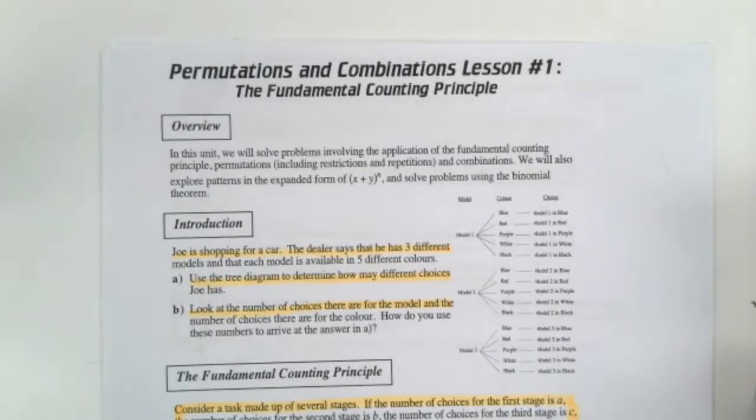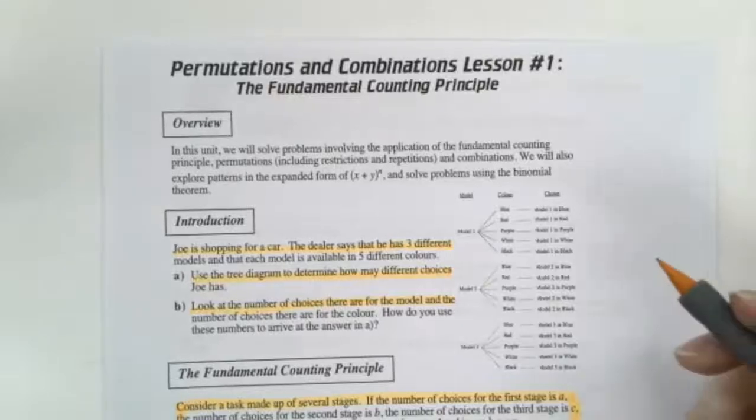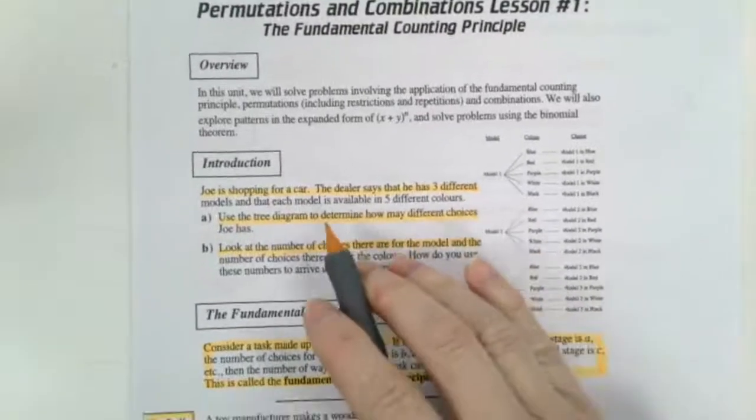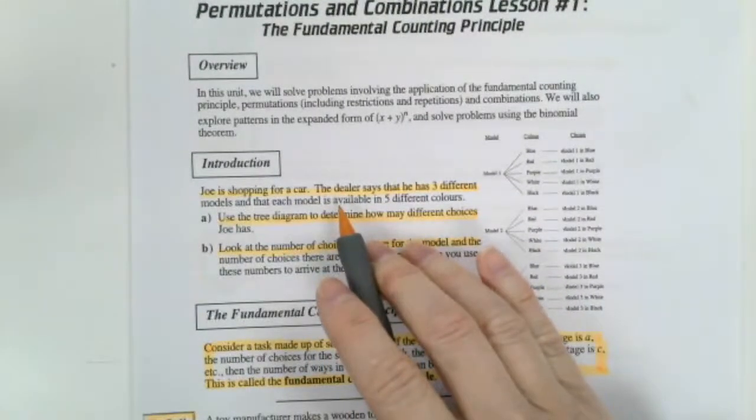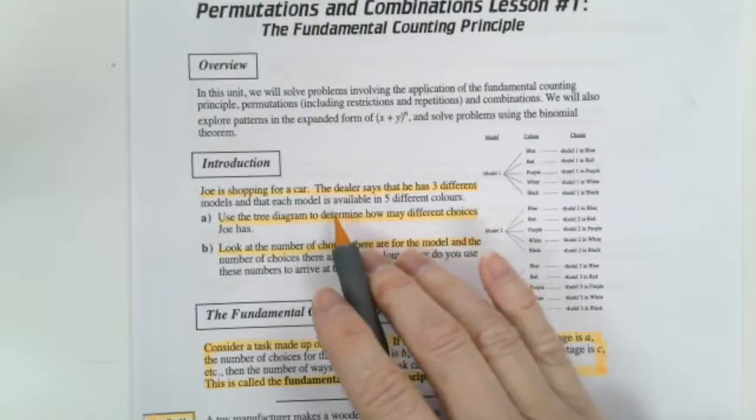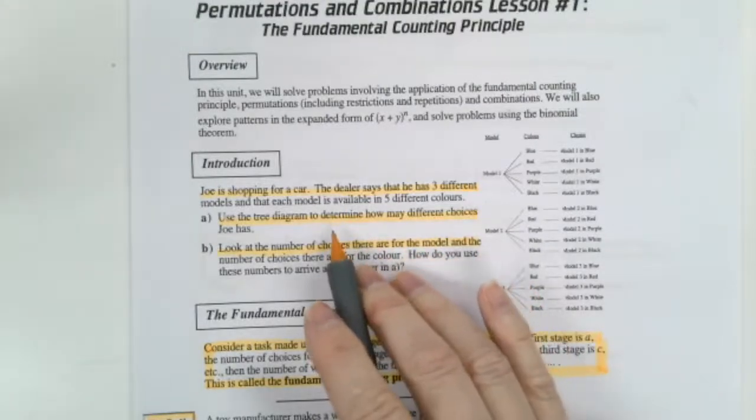Okay, Math 30. Here we go. This is a wonderful chapter. So we start with Joe is shopping for a car. The dealer says that he has 3 different models and that each model is available in 5 different colors. Use the tree diagram to determine how many different choices Joe has.